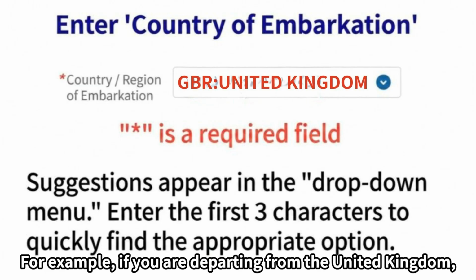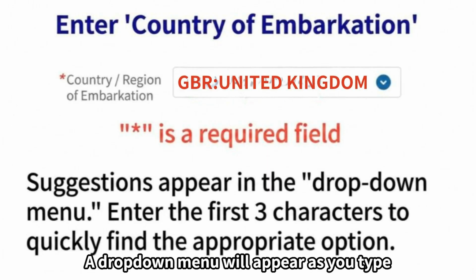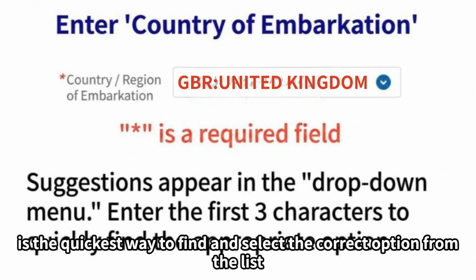For example, if you are departing from the United Kingdom, enter GBR or United Kingdom. A drop-down menu will appear as you type. Entering the first 3 letters of your departure country is the quickest way to find and select the correct option from the list.